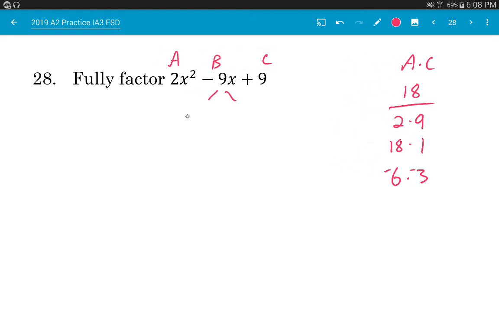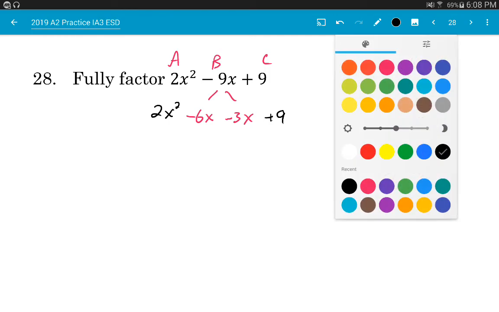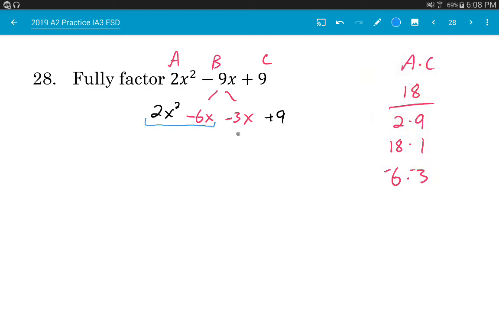So what we do is this. We split the middle term up into negative 6x minus 3x. I bring down the other terms with them. Now that I have 4 terms, I can use grouping. So group the first 2, group the second 2. 2 and 6, oh, those can both be divided by 2. And I can pull an x out from both of them. That leaves me with x minus 3.